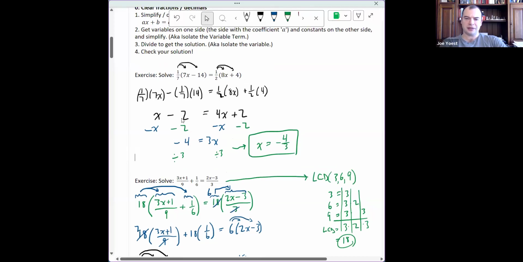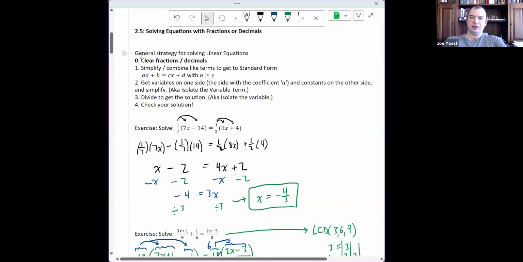So, okay. For this first one, we could go ahead and clear fractions or decimals. This would have a lowest common denominator of 14 for those denominators 7 and 2, the smallest number that both 7 and 2 go into evenly. And we could do that. We would end up multiplying 2 by 7x minus 14 and 7 by 8x plus 4. We're going to get some big numbers, right? 2 times 7x is 14x. 7 times 8x is going to be 56x. So we're going to get some kind of big numbers out of here, but it's not completely unmanageable.